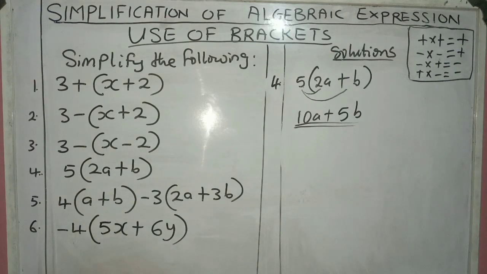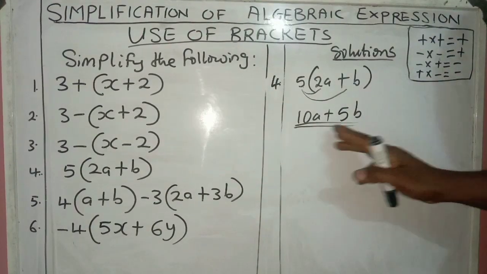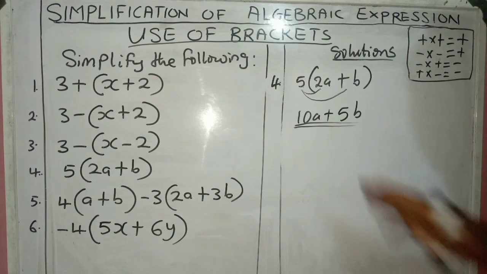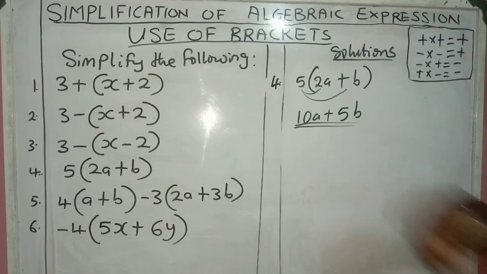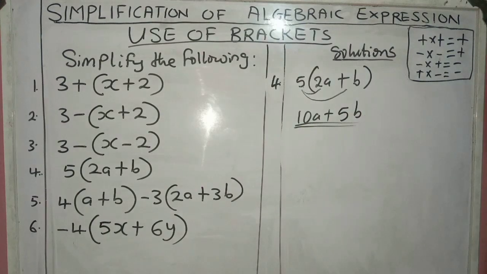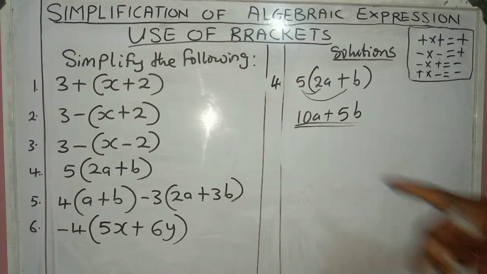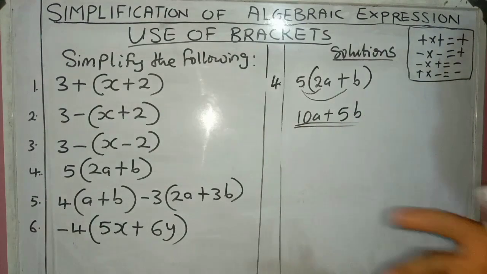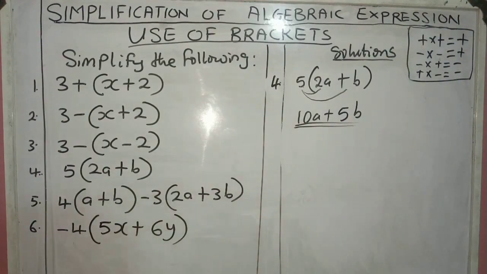By the time we are done with factorization of some algebraic expression, we can go further with this, because I know we can still factorize because they have a common factor here, which is what? 5. But we have to stop here because both of them are not like terms. That will be the end of this answer. Had it been 10a plus 5a, the answer would have been 15a. But being that this one has A, this one has B, there's nothing you can do about it, and that will be the end of that solution.